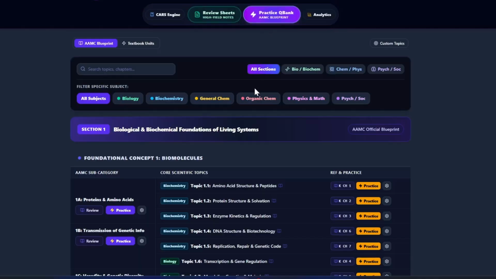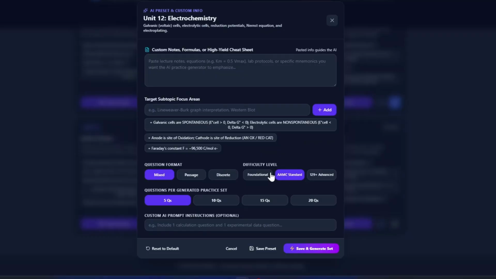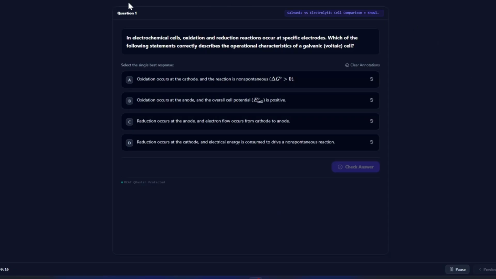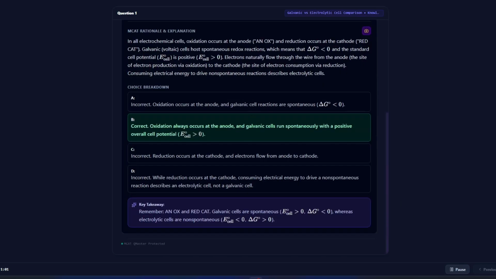So we're going to try to get some electrochemistry questions going to see how that goes. We're going to do foundational discrete questions, and we're just going to do 5 for now. Alright, here are the practice problems I generated. In electrochemical cells, oxidation-reduction reactions occur at specific electrodes. Which of the following statements correctly describes the operational characteristics of a galvanic voltaic cell? You have to know what would happen, right? So here we go. B is the correct one, and this is the reason why.